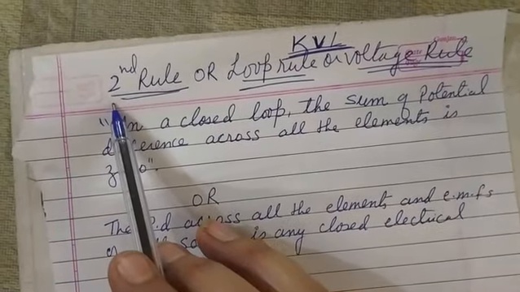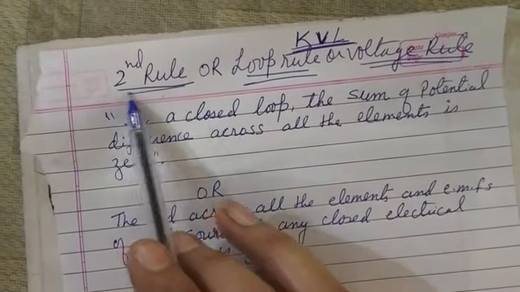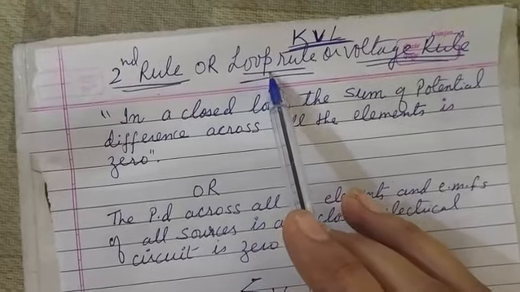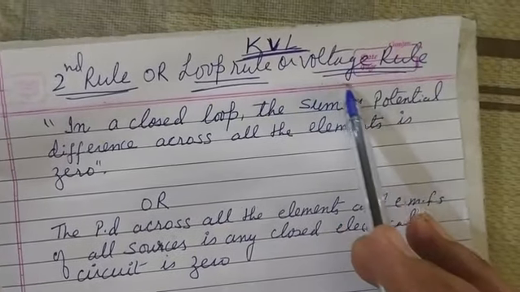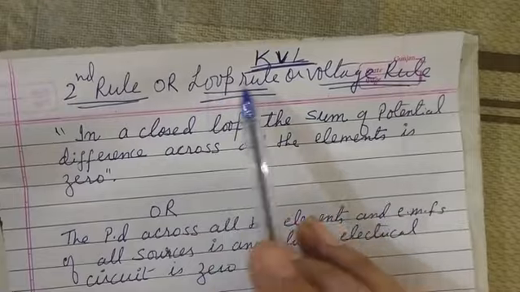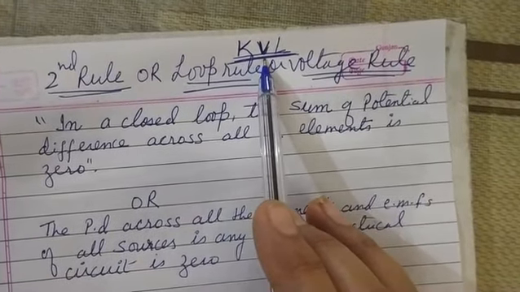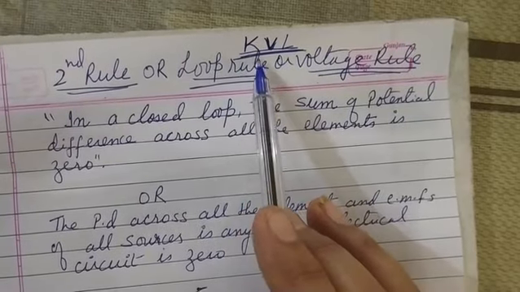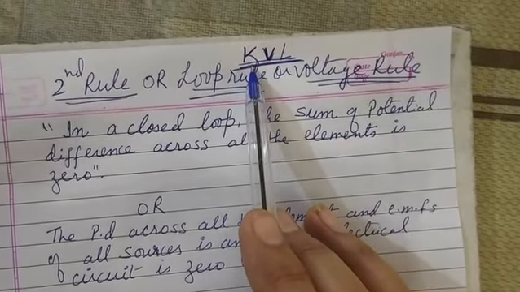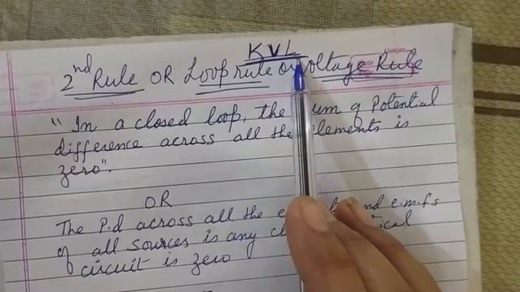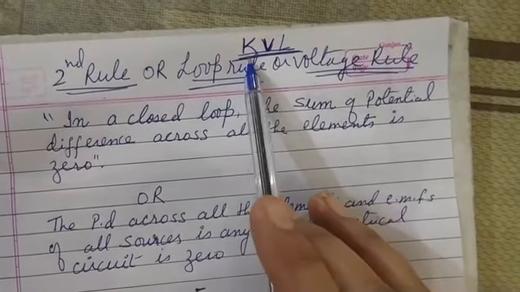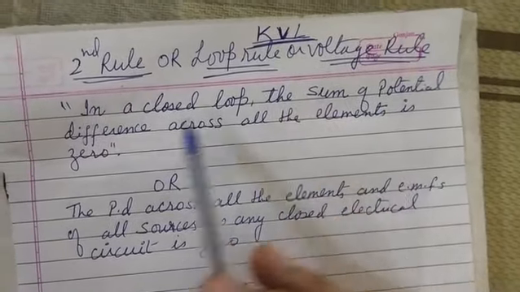Okay, now Kirchhoff's second rule. Kirchhoff's second rule, we call it also loop rule or voltage rule. In short, we call it KVL, Kirchhoff's voltage law. The first law is KCL, Kirchhoff's current law, and the second law is KVL, Kirchhoff's voltage law. So what is the second law?